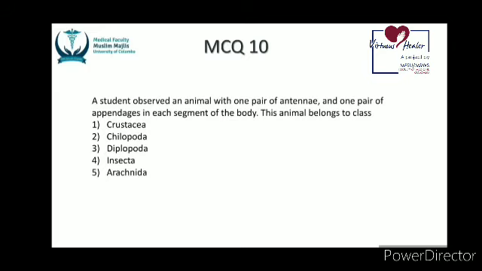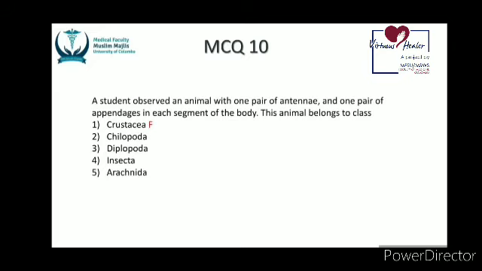Crustaceans have 2 pairs of antennae, and their body will be divided into 2 parts, head and the trunk. The head has 3 pairs of appendages in addition to the 2 pairs of antennae, and the trunk will usually be divided into thorax and abdomen. So Crustacea is not going to be the answer for this question.